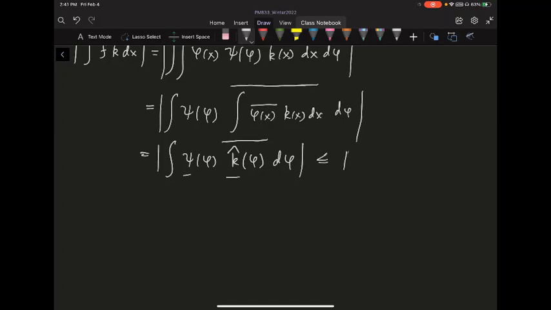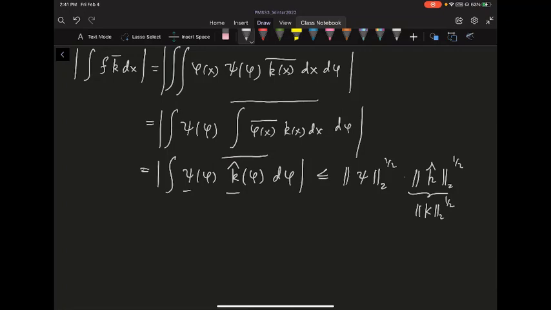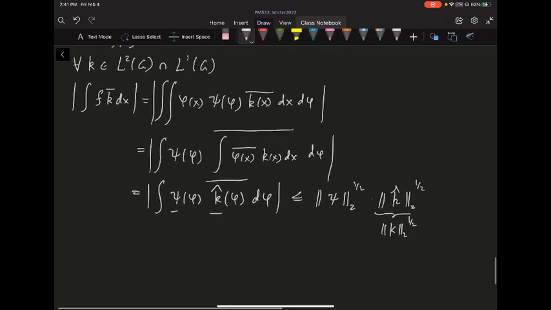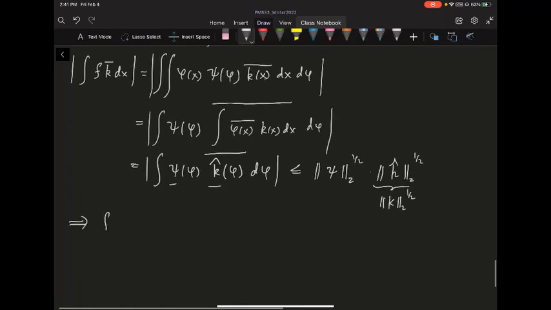By Cauchy-Schwarz, this is less than or equal to the L2 norm of psi multiplied by the L2 norm of k hat, which by the Plancherel theorem is just the L2 norm of k. In any case, this whole inner product of f with k is bounded by the L2 norm of k multiplied by some constant. So this just shows that f is in L2 of G, and you do a similar thing to show that g is also in L2 of G.